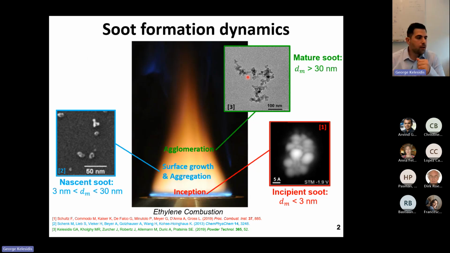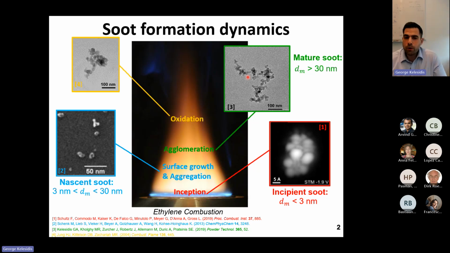These soot agglomerates are partially oxidized with oxygen and OH radicals at the exit of the flame, at the exhaust of the flame. So these reactions reduce the soot mass as well as its diameter, as you can see in this microscopy image. So you can see that even in this simple premixed ethylene flame, the morphology of soot changes drastically as the residence time increases.